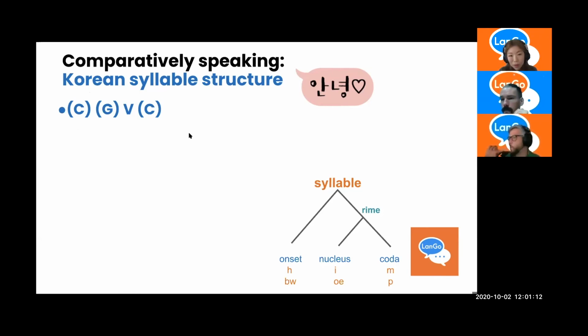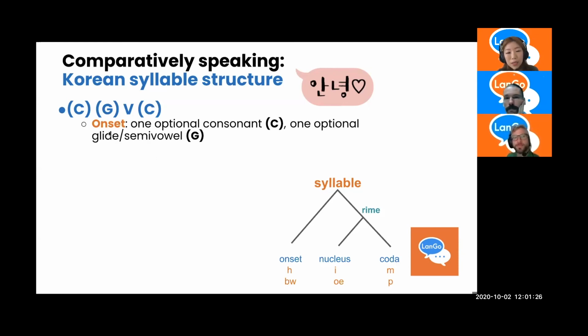So in Korean, the syllable structure, what's permitted is shown here with our symbols, right? C for consonant, G for optional glide, V vowel, and then C. So in the onset position, you can have 1 optional consonant and then 1 optional glide or semi-vowel. Can you tell us real quick what you mean by glide? Yep, in this position here, you can have y, palatal y, or you can have w, labial w there.